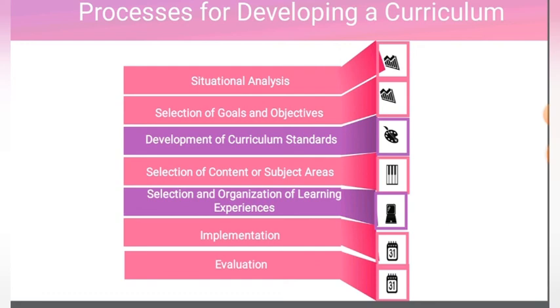In some cases, the government or the university prescribes the curriculum goals and objectives. The third one is the development of curriculum standards. This takes place after the situational analysis and selection of goals and objectives. The fourth one is the selection of content or subject areas, where the developed curriculum standards are used to select subjects or courses to be included in the curriculum.